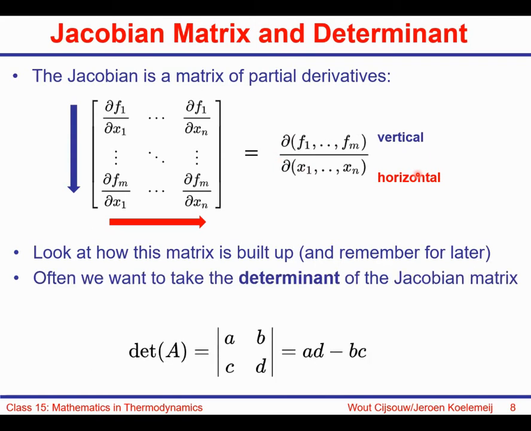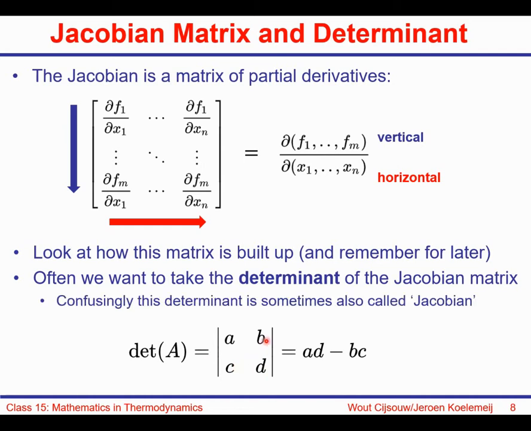Now, often we want to take the determinant of the Jacobian matrix, and you will probably know that the determinant of a matrix, for example, a 2x2 matrix with matrix elements A, B, C, and D, is simply calculated as the sum of these two products, AD minus BC, sort of a cross product, and then you take the difference.